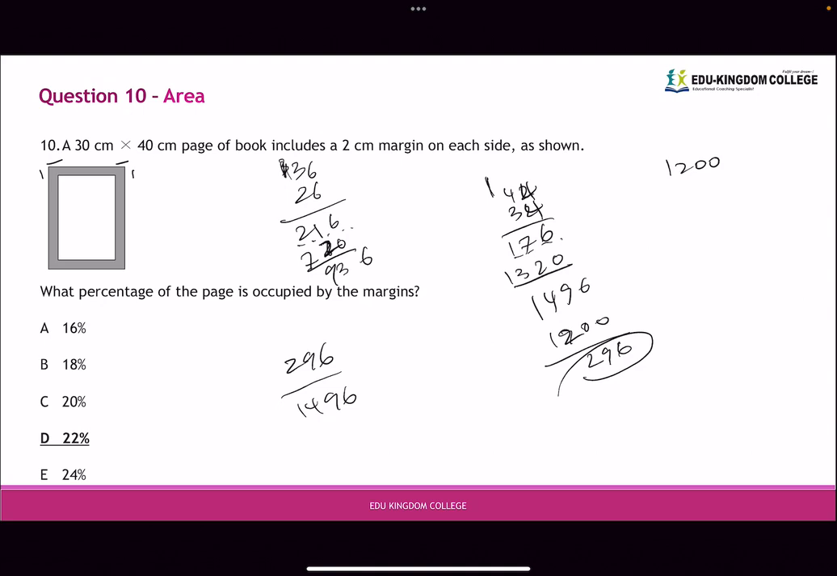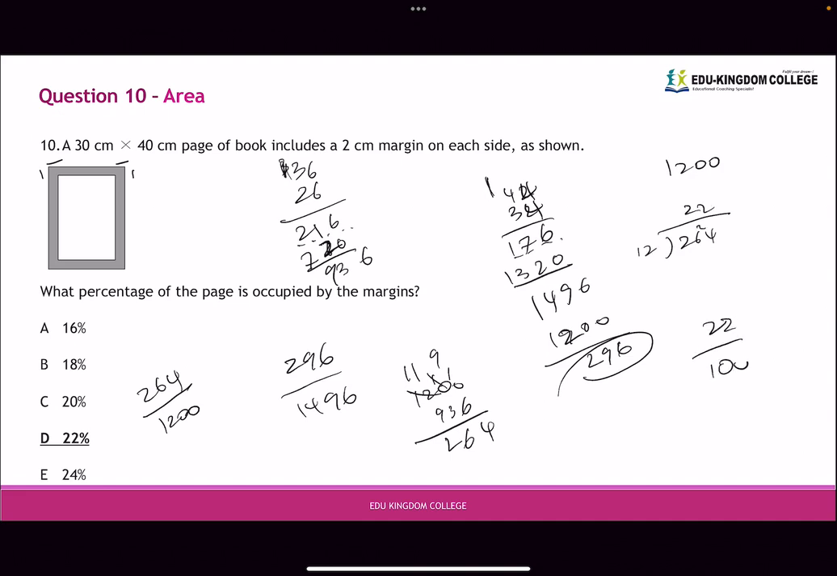Okay, so 1200 minus 936 is our margin area. So that's going to be 264 is the area of our margin. So 264 over 1200. So let's do 264 divided by 12 first. That's 22. Okay, so it's going to be 22 over 100. Because 264 over 1200 is the same as 264 over 12 times 100, so it's the same as 264 divided by 12 divided by 100. So it's 22 when you divide by 12, so it's going to be 0.22 or 22%.